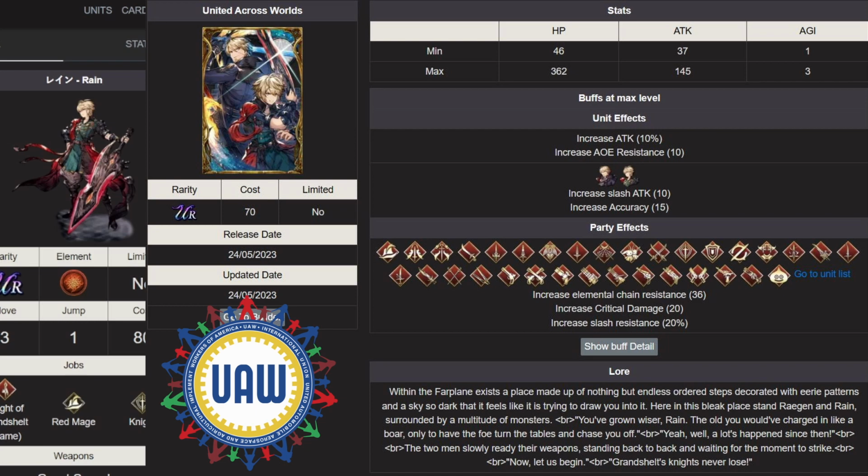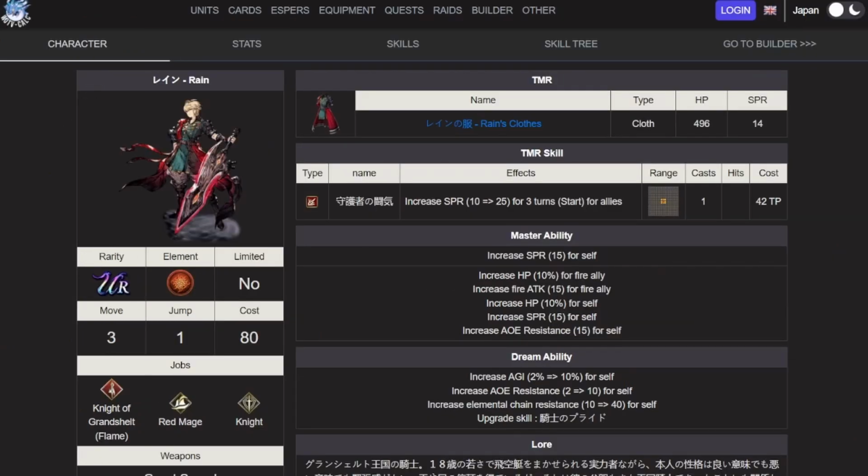It's really unfortunate that his daddy's card, which he is featured on, does not work for him as a unit, does not include greatswords whatsoever. Because unfortunately, that card would have given him an additional 36 elemental chain resistance. And that would have brought him up to 76, so that would have put him at a place where he can get really high for elemental chain resistance and also really high for AoE resistance. Because you'll notice that he also has 15 AoE resistance in his master ability too as well.